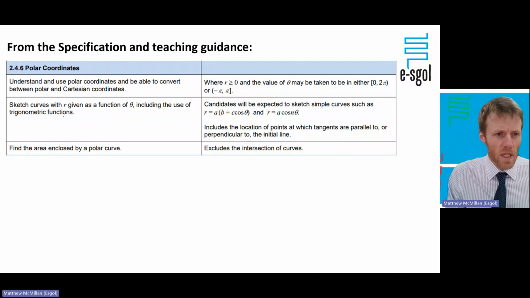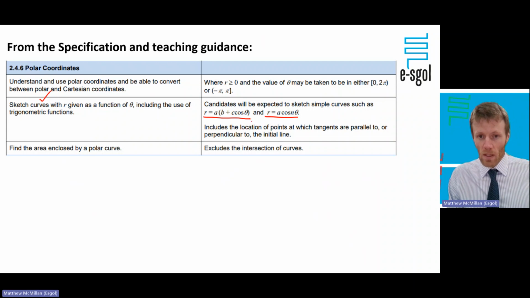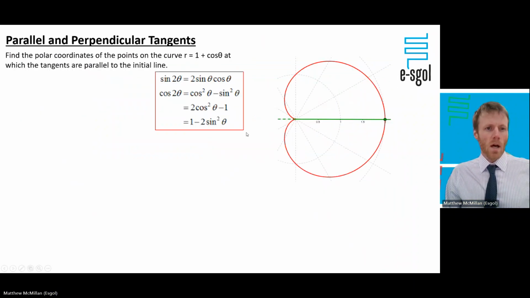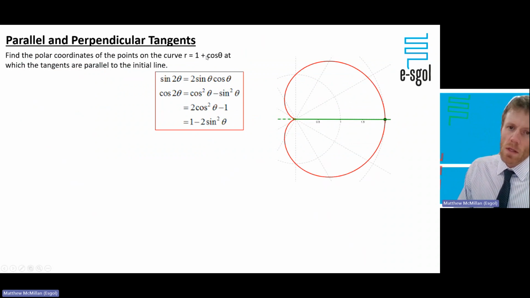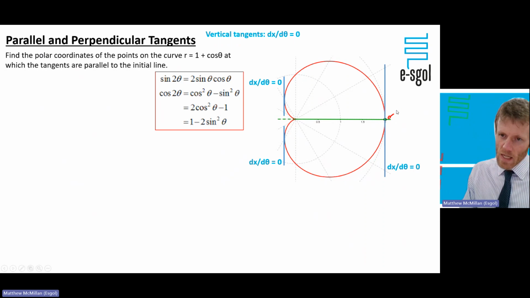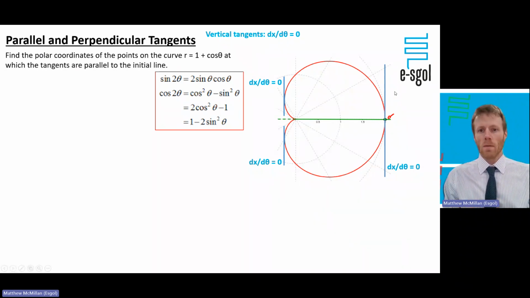So we've done a bit of curve sketching. And the two I've looked at are the two that are in the teaching guidance here. There are others, and it might be worth having a little think about them. Now let's have a think about tangents to curves. Find the polar coordinates of the points on this curve at which the tangents are parallel to the initial line. The initial line is that line there, isn't it?